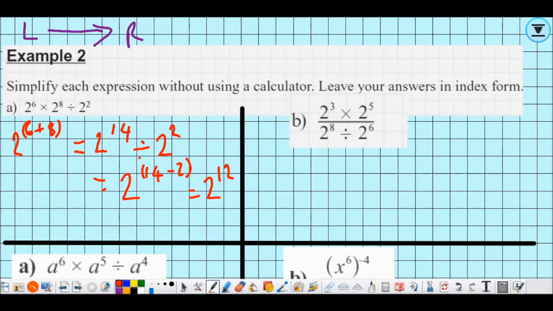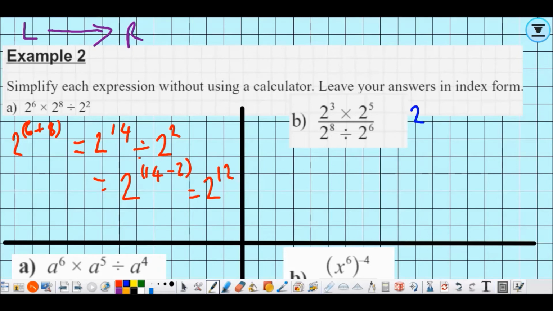We're going to do exactly the same now in relation to B. The only difference this time is I've got rule 1 and rule 2 in a fraction, and the fraction actually means I'm going to divide the numerator by the denominator. I'm going to divide the top line by the bottom line. So let's do each line on its own.